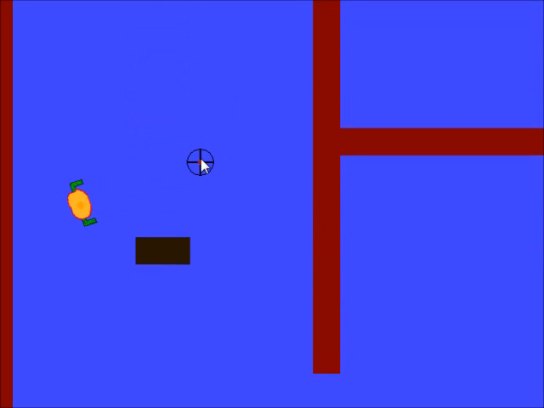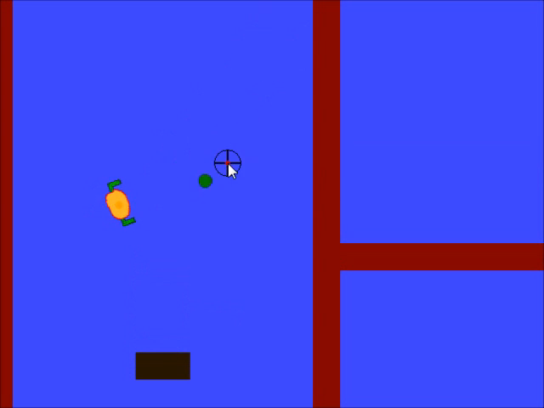Next is shooting. The bullets go wherever the reticle is pointing to, because it wouldn't really make any sense if it didn't do that, as that is the target that the player is aiming for.